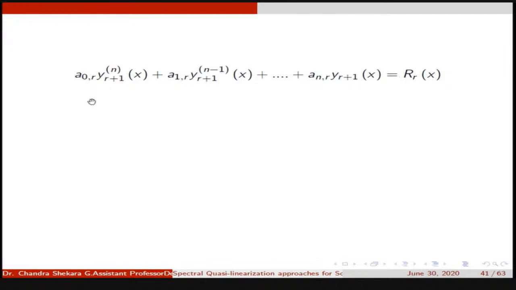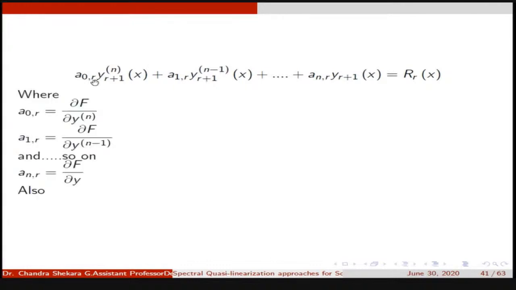Hence we need to use iteration, or looping statements, to run this program when programming using some software package. Here a_0,r is nothing but the derivative of the nonlinear operator with respect to y^(n), and a_1,r is the derivative of the nonlinear operator with respect to y^(n-1), and so on. a_n,r is the derivative of the nonlinear operator with respect to y.